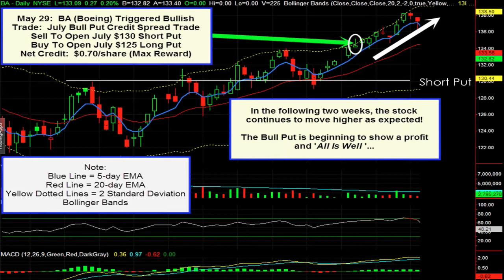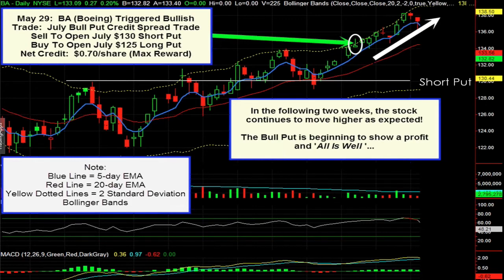It's up around 134. We're going to initiate a credit spread whereby we're going to sell to open the 130 short put, which is that horizontal white line, and we're going to buy to open a 125. A $5 spread, we're going to try to make about 70 cents a share. Now, 70 cents divided by 4.3, which is the risk, it's about 16% we're shooting for in just over a month.